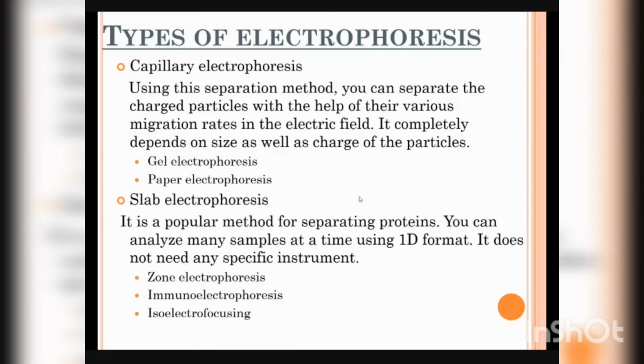Types of electrophoresis. There are mainly two types of electrophoresis: capillary electrophoresis and slab electrophoresis. Capillary electrophoresis. Using this separation method, you can separate the charged particles with the help of their various migration rates in the electric field. It completely depends on the size of the particle as well as the charge on the particle. Capillary electrophoresis is of two types: gel electrophoresis and paper electrophoresis.